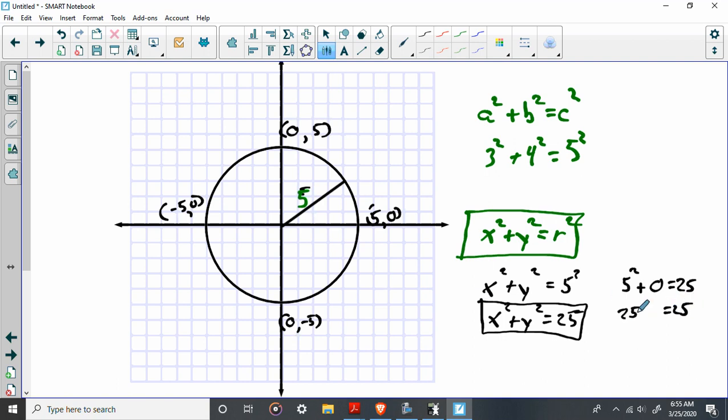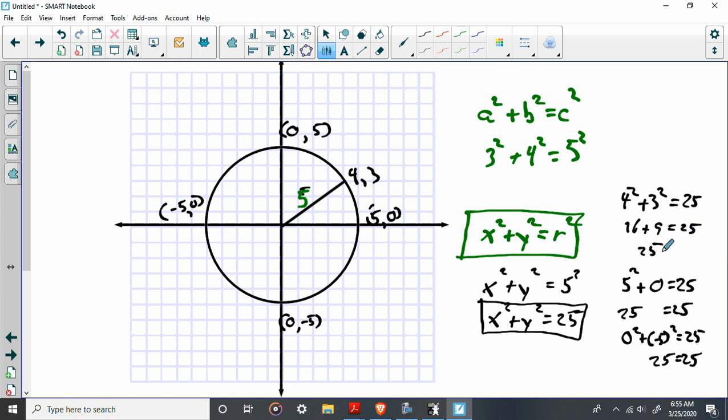But if I pick 0, -5, I have 0 squared plus -5 squared equals 25. And does that make it true? Sure. 25 equals 25, right? What about this point right here, which was 4, 3? So x equals 4. Y equals 3. Does that equal 25? Sure. 16 plus 9. Okay.